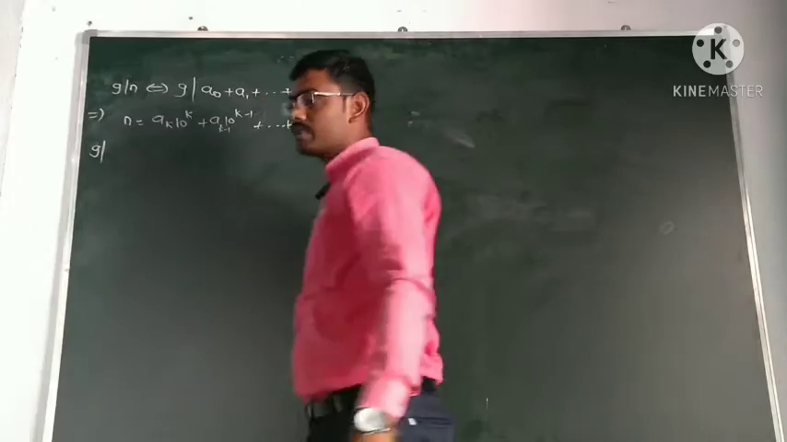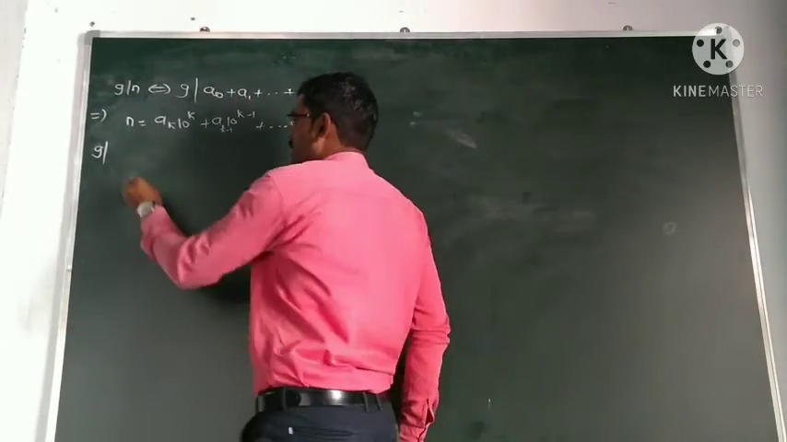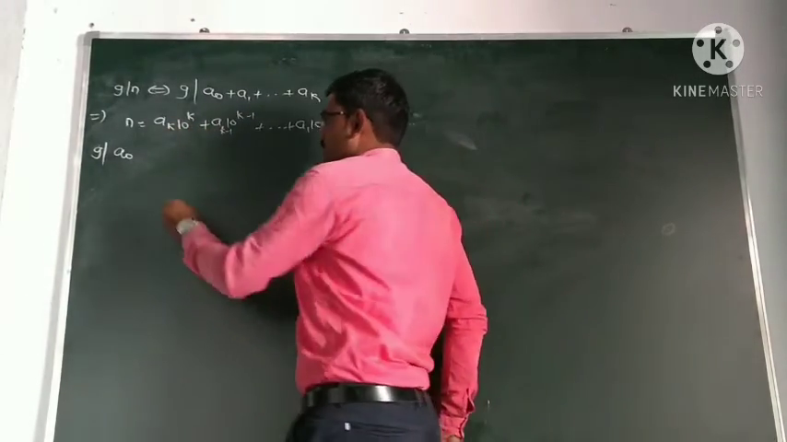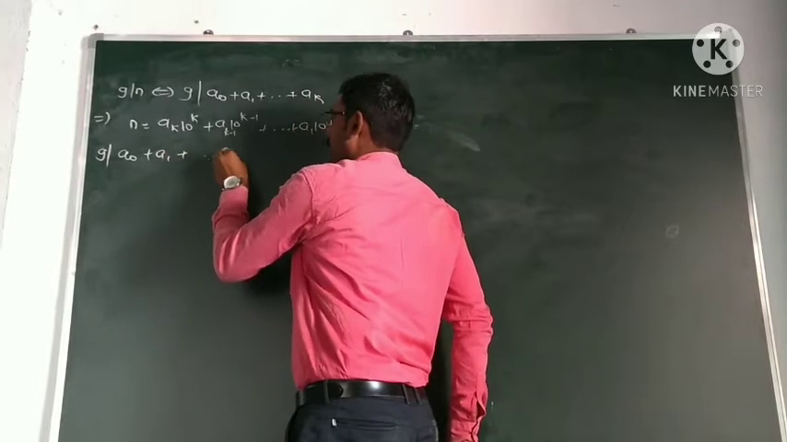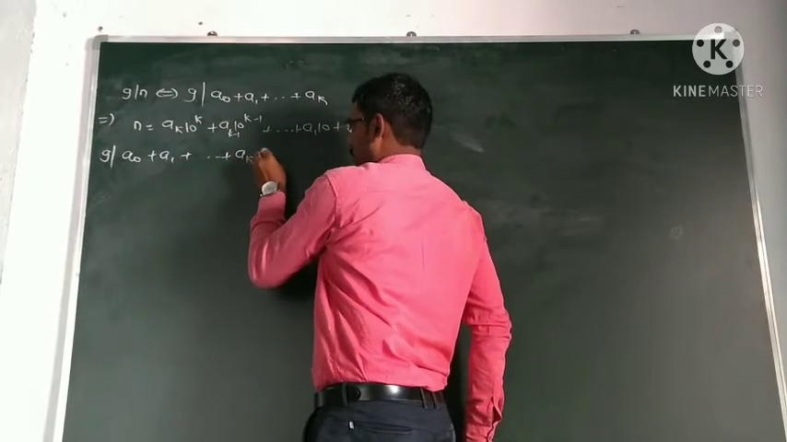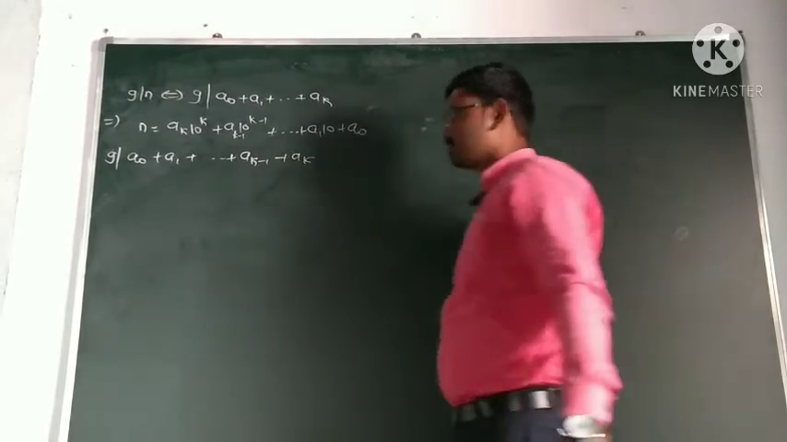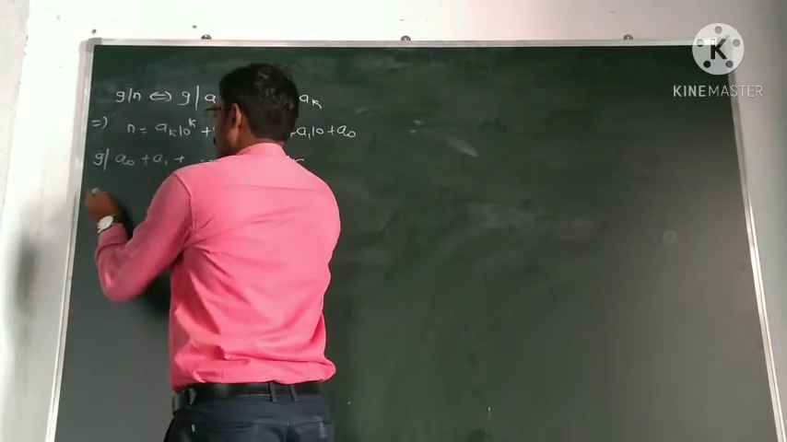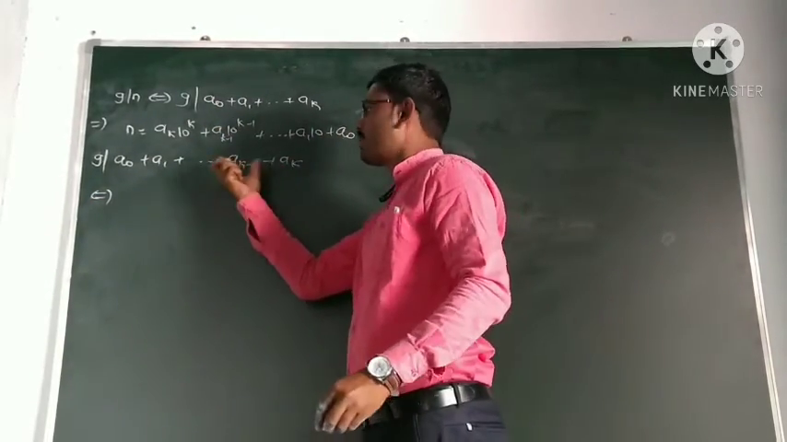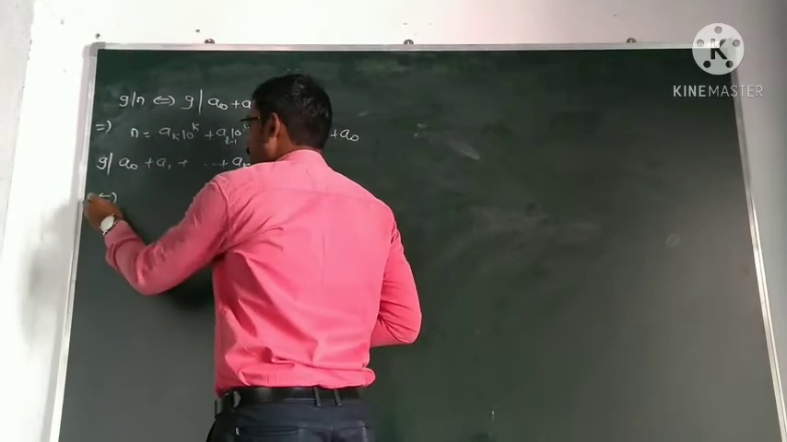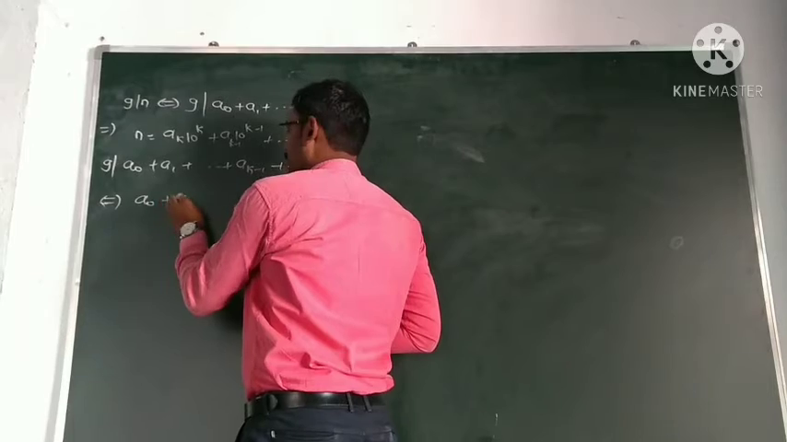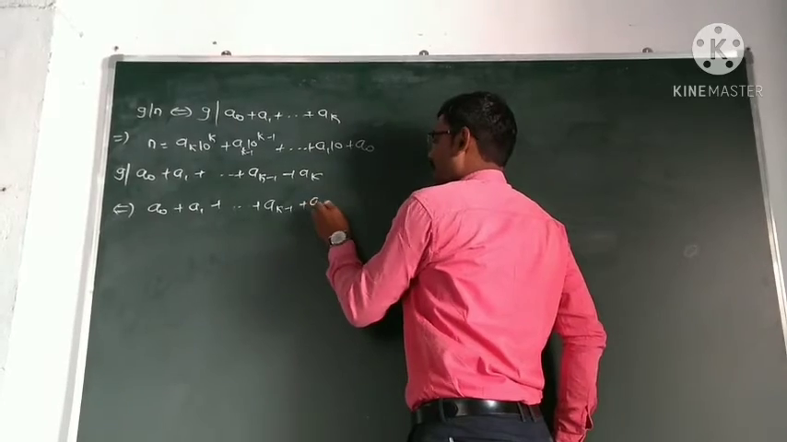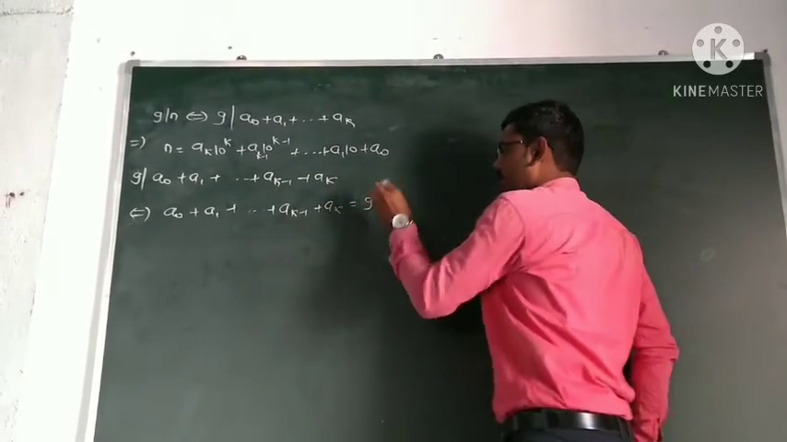Okay. So suppose 9 divides the sum of the digits. So 9 divides this sum of digits a_0, a_1 and so on. 9 divides a_0 plus a_1 up to a_(k-1) plus a_k. Now 9 dividing this sum means this sum is equal to a multiple of 9, or there is some integer m such that a_0 plus a_1 up to a_(k-1) plus a_k is equal to 9m.